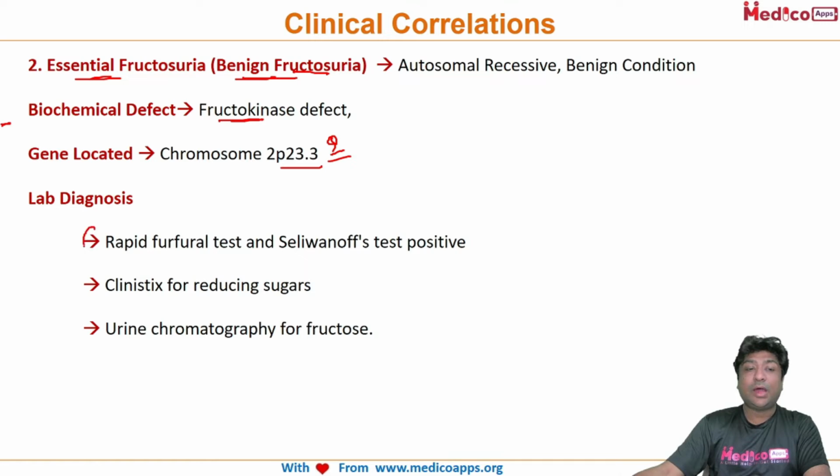How do we test it? So basically, these people generally present during their adulthood, when they come for a normal routine check and you do a urine test and you find reducing sugars in their urine, but that reducing sugar is not glucose, so you realize that it is fructose. So that is how, and generally you don't have to do anything for these patients. There is no management for these patients, no dietary modification. The only thing you can say is not to consume anything which is high in fructose, like fructose corn syrup. So that is all about fructose.